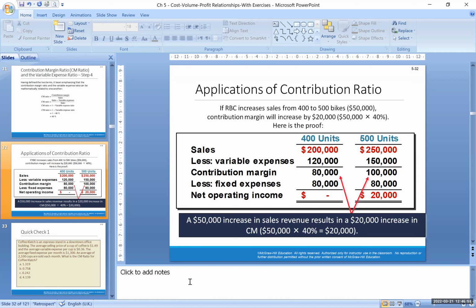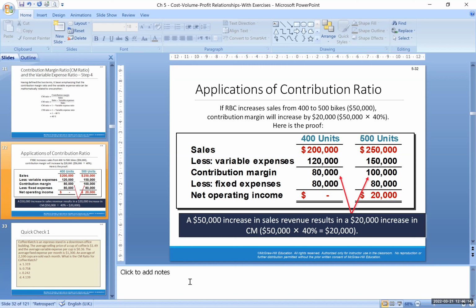Again, just to remind you, the variable cost per 1 unit is equal to 300. So 300 times 400 equals 120,000, or 500 times 300 equals 150,000. Contribution margin will be 80,000 for the first case and 100,000 for the second case.